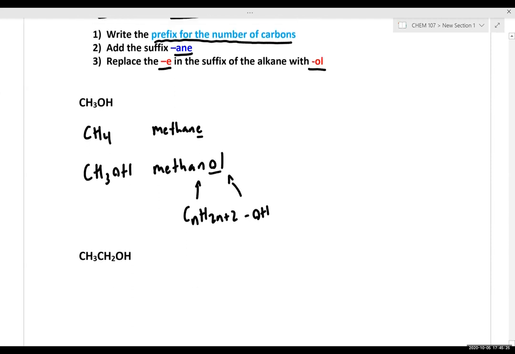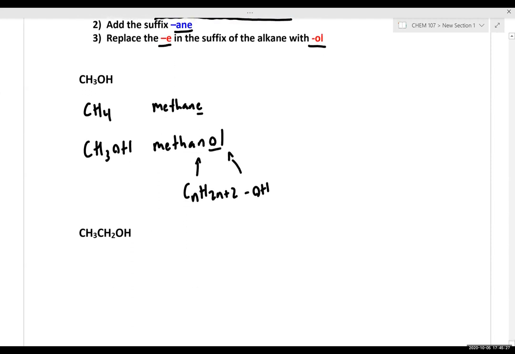So let's look at another example. So we have CH3CH2OH. So we have a formula C2H6O. So if we have 2 carbons, what prefix do we use? Yep. So this would be eth. We have the formula CnH2n+2. So we name this as ethane.